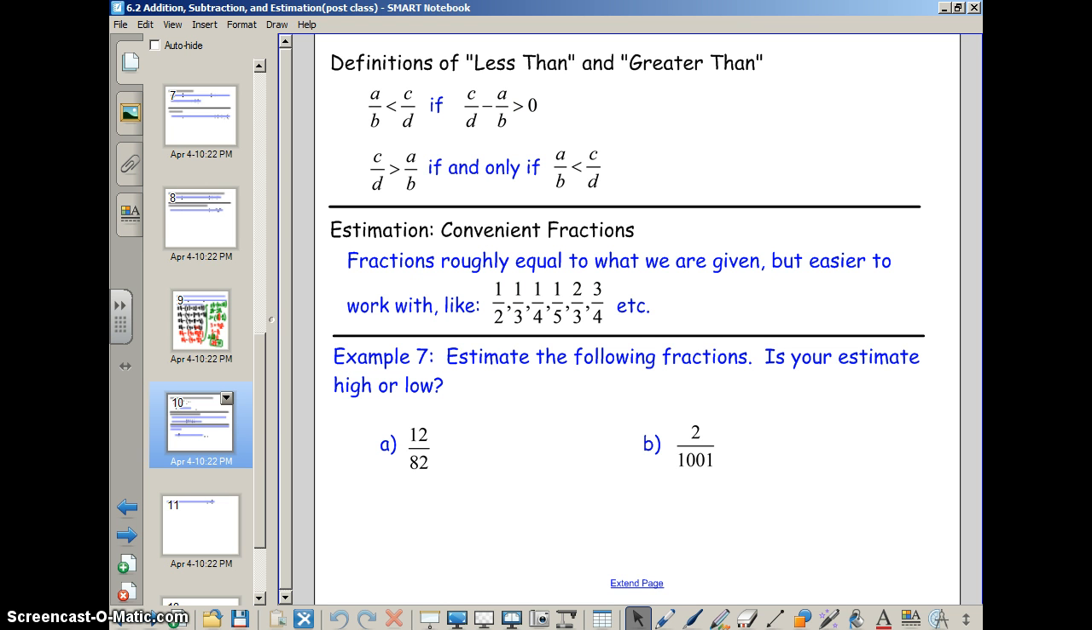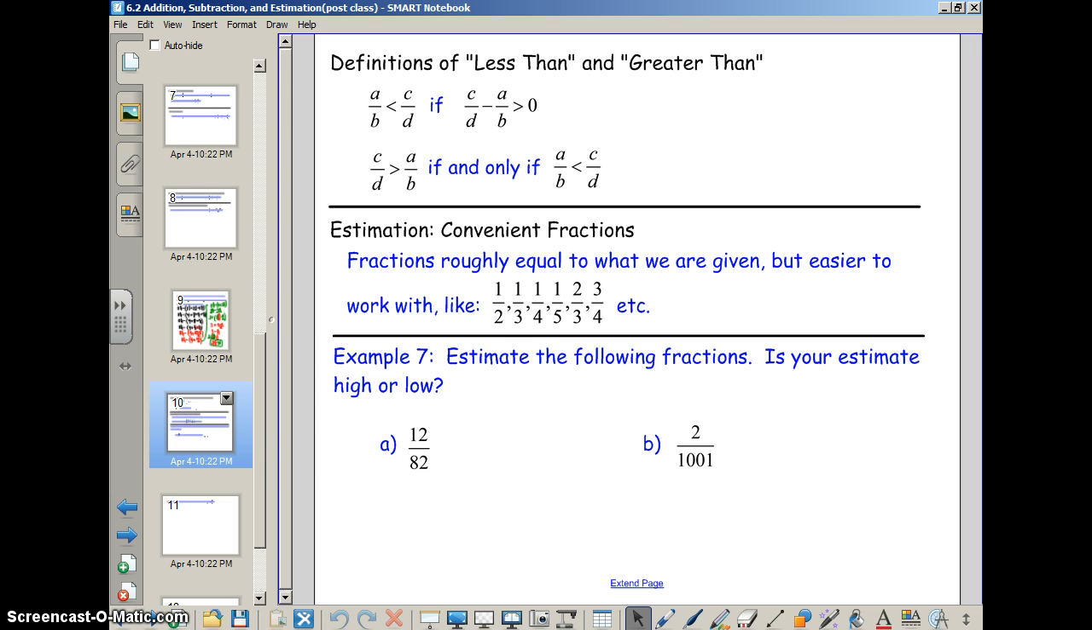Convenient fractions is a really neat idea. The idea of using convenient fractions is something that you probably do, but you probably don't do it with fractions. When you go to the grocery store, you want to make sure that when you get to the register, if you're paying with cash, that you've got enough with you. Because you do this sort of a rounding off thing. And that's kind of the idea of convenient fractions as well.